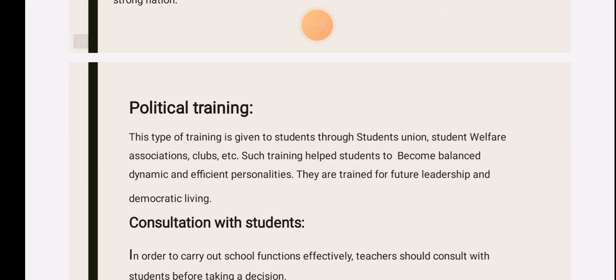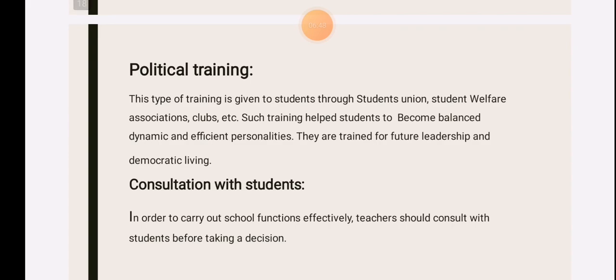Then political training. This type of training is given to students through the student union, student welfare association, clubs, etc. Such training helps students to become balanced, dynamic, and efficient personalities. They are trained for future leadership and democratic living.